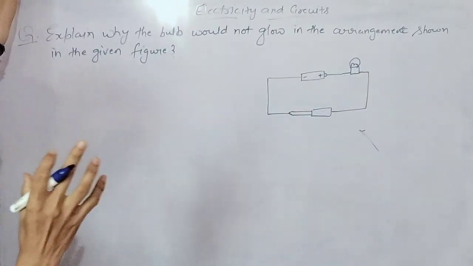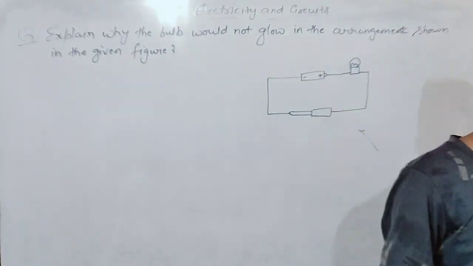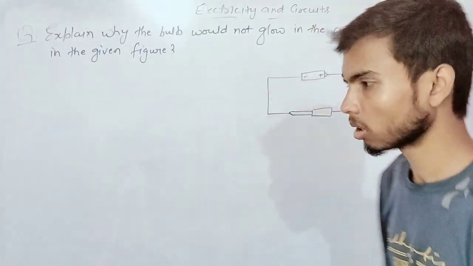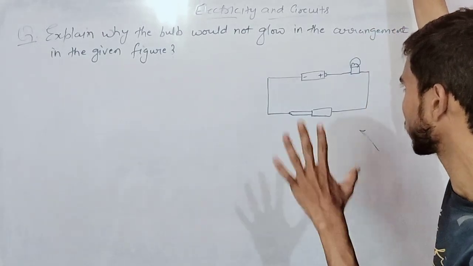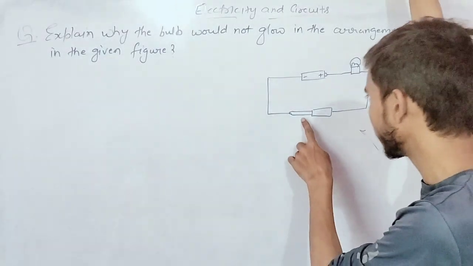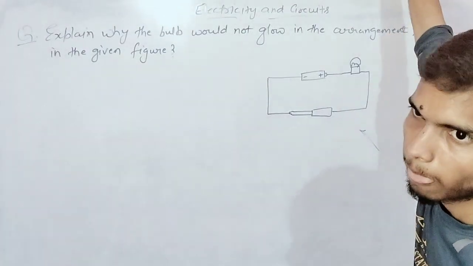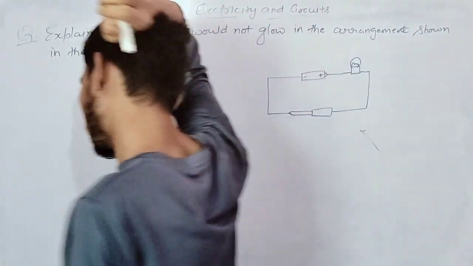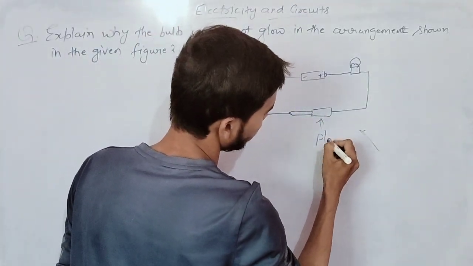Now, where is something wrong? Something is wrong, that's why the bulb is not glowing. Is the filament broken? No, the filament is okay. The filament is fine. Then what else? Is it made of conductor? Is it made of insulator? Insulator. So it is made of plastic.